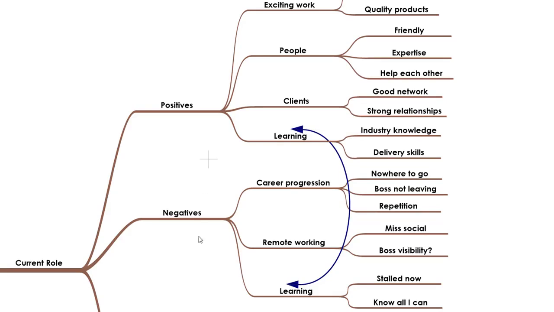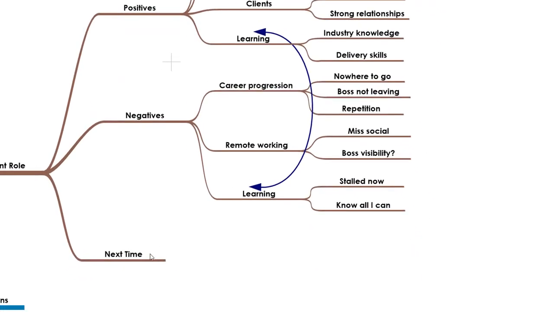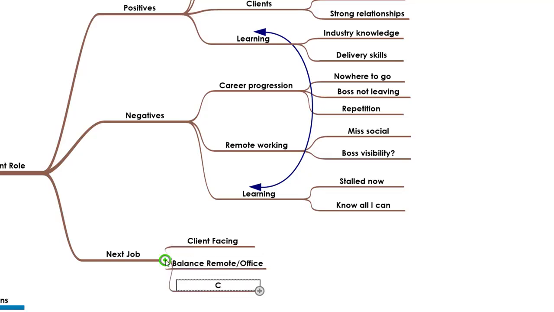Once you've built out your ideas a bit more, you may start to feed some thoughts into the next job branch as well, which is an easy way to start to define what you would ideally like your next job to look like at a very high level. For example, based on what we've captured in the positives and negatives, we might say that any future job must be client-facing, have a better balance of remote and office work, and provide clear opportunities for career progression, perhaps.